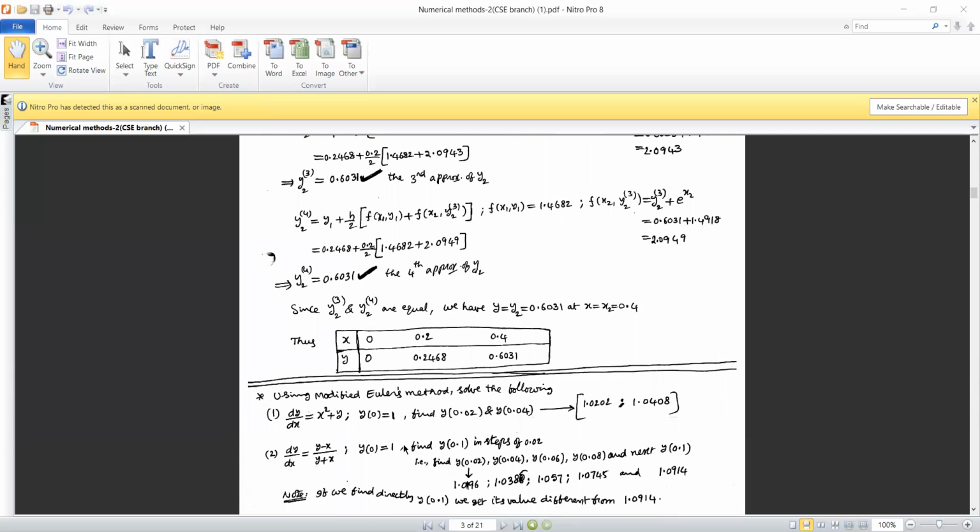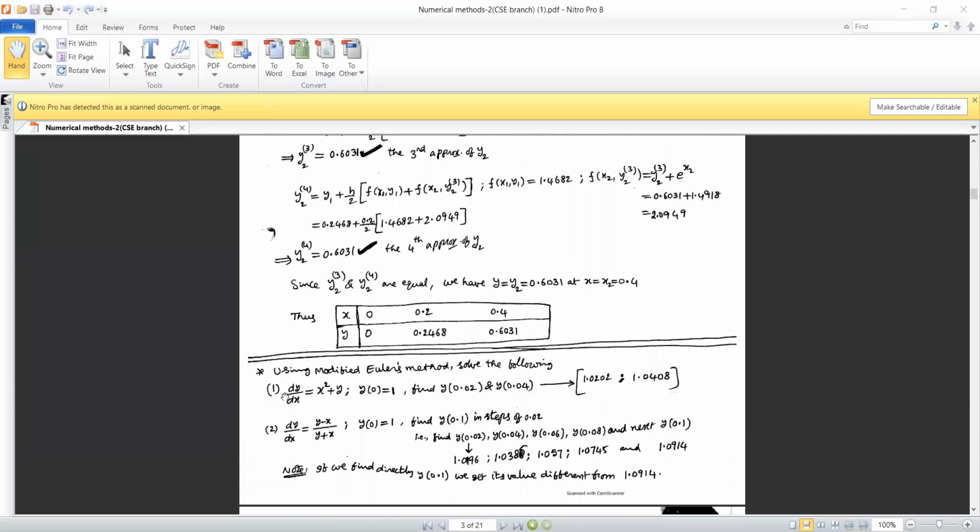Similarly, we can take some other examples also, for example dy by dx equals x square plus y, with y at 0 equal to 1. So your first step is considering this equation and taking f of x, y. f of x, y will become x square plus y. The initial condition is given: x naught equals 0 and y naught equals 1. And then find the y values: y at 0.02 and y at 0.04.